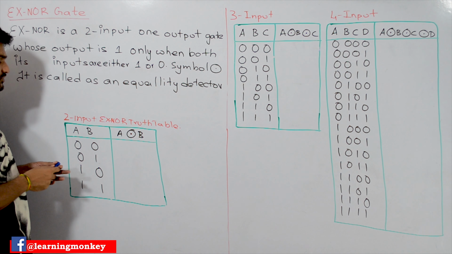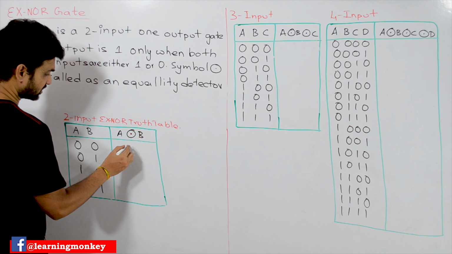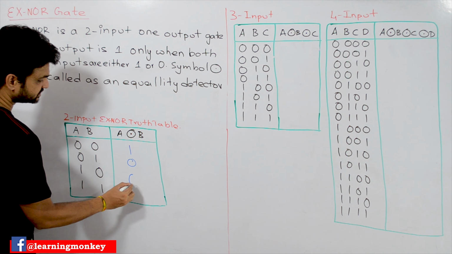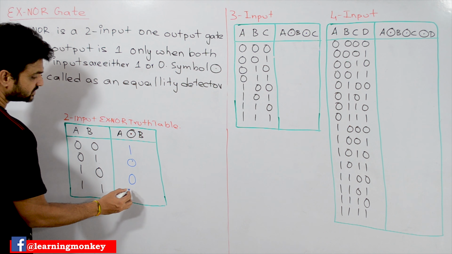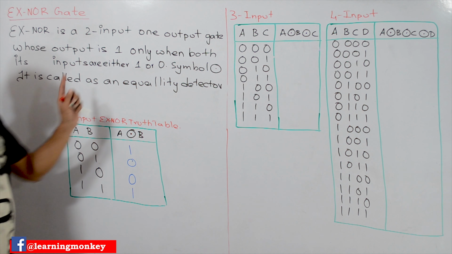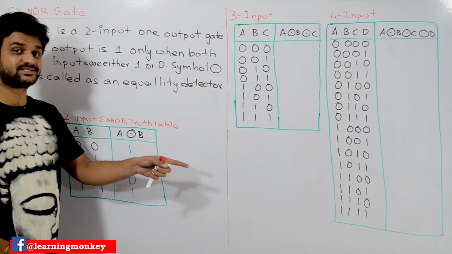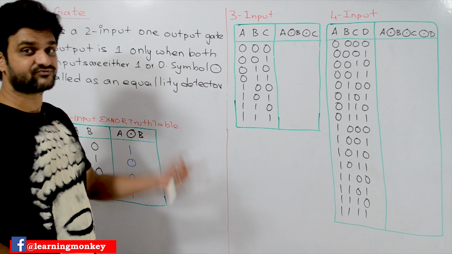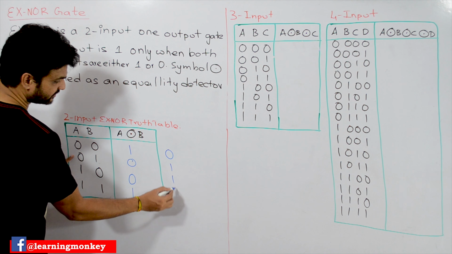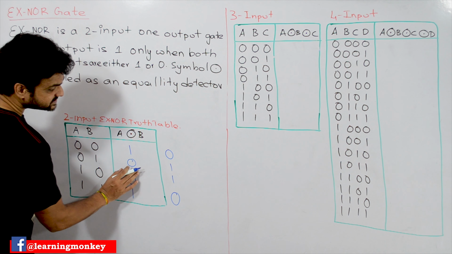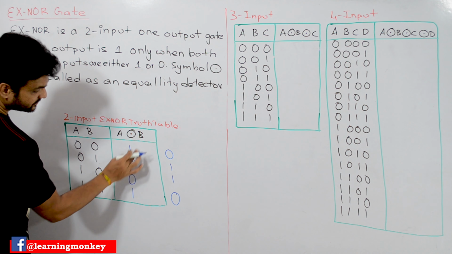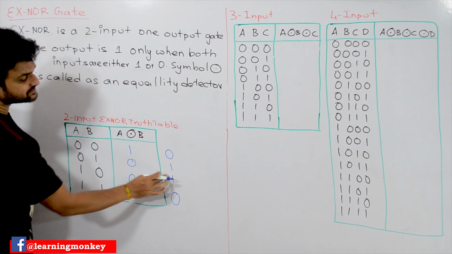It is just the opposite of the output of XOR. So here it is going to produce a 1, here an output of 0, here an output of 0, and here an output of 1. Whereas in XOR, the outputs are produced as 0, 1, 1, 0. See here, it is just a complement of XOR gate. The output of this XNOR is just the complement of XOR.